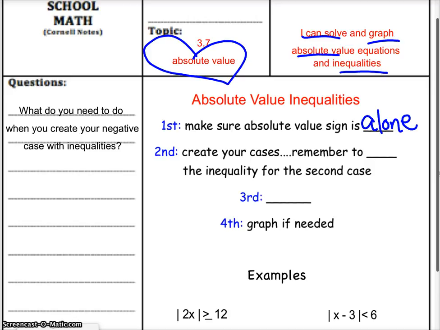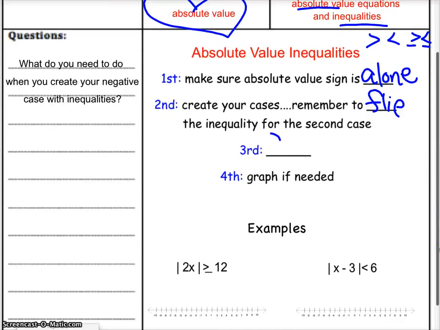Second, we create our cases. So really, it's the same thing we've been doing, except instead of an equal sign, we have an inequality sign. Okay? That's the only difference today. And remember, when you divide through by a negative with an inequality, you're going to need to flip it. So when you make your negative case, you're going to have to flip your inequality. When you make your negative case, you flip it. And then you solve both cases.